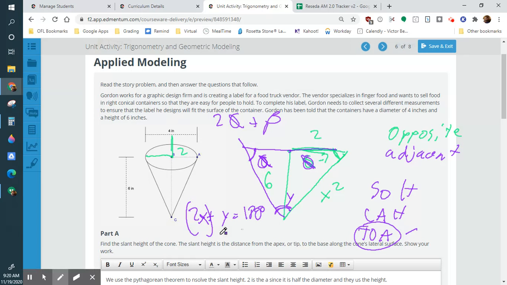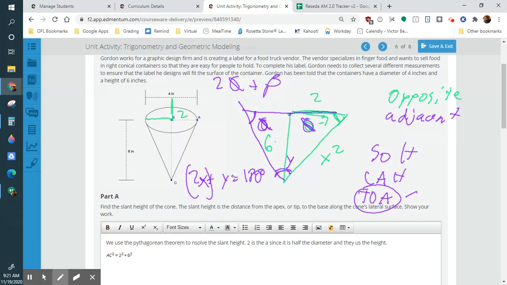If I want to figure out y, I'm going to do 2 times this plus that, and then solve for y. Just for example's sake, let's say this was, I don't know, 30 degrees. So I'm going to do 2 times 30 plus y equals 180. So I get 60 plus y equals 180. In other words, y is going to be about 120. So that's how we solve for these.